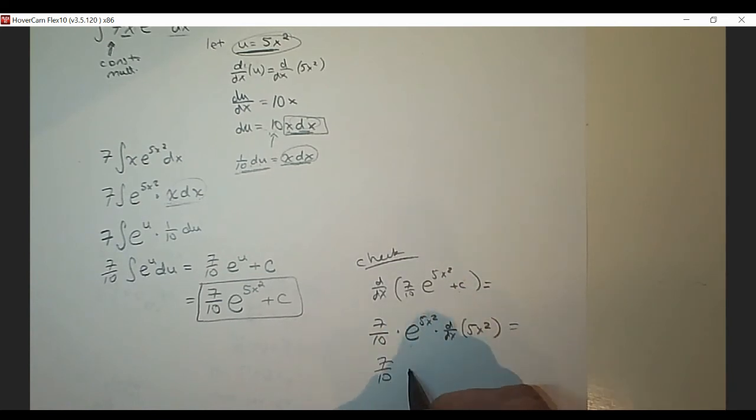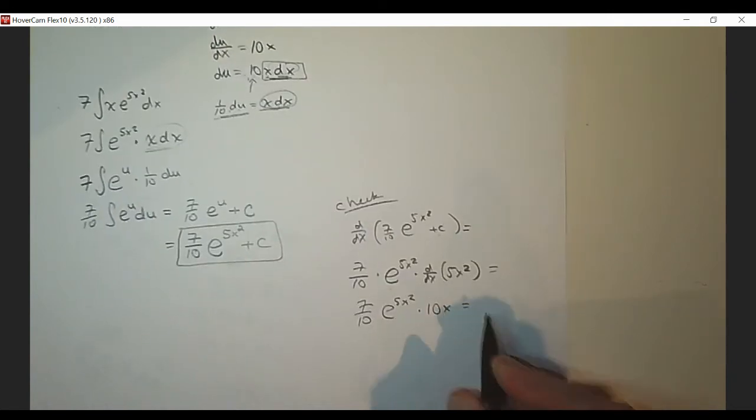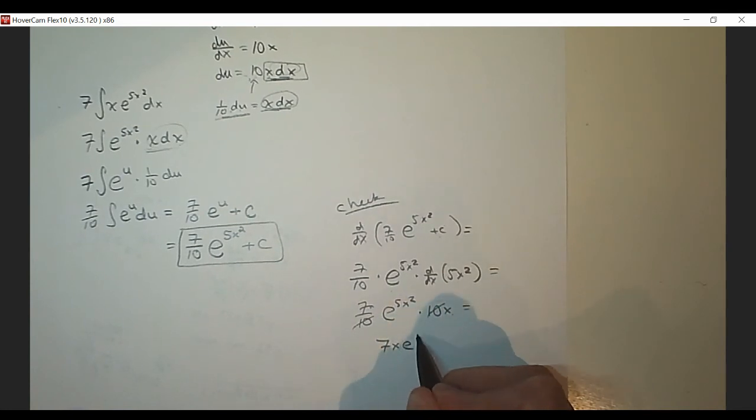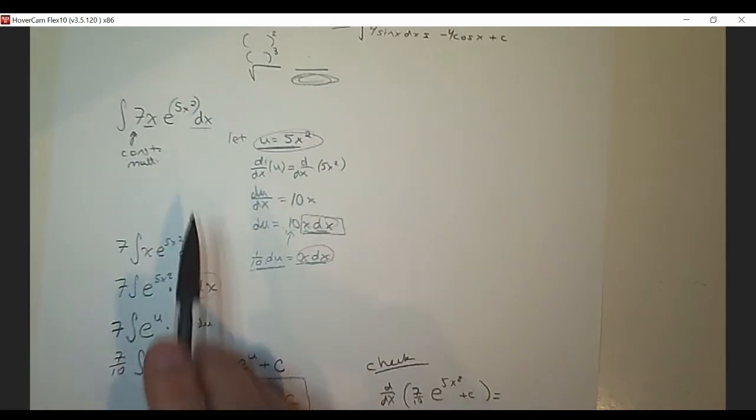So I have 7/10 in my check. And then the derivative of the inner function is 10x. And what's going to happen here is 10 over 10 reduces. We end up with 7 times x times e to the 5x squared, which is exactly the same as the integrand we started with. That's how I know we did it correctly. This matches the original integrand.